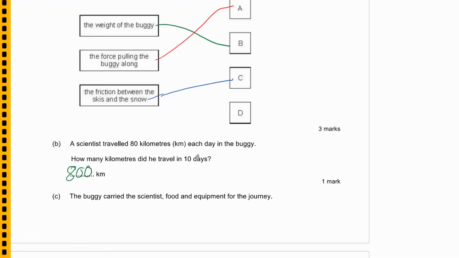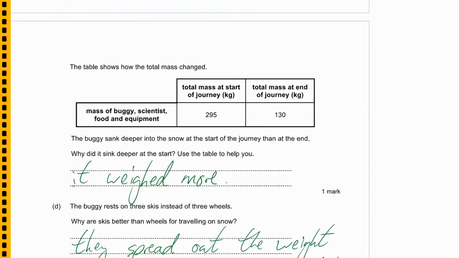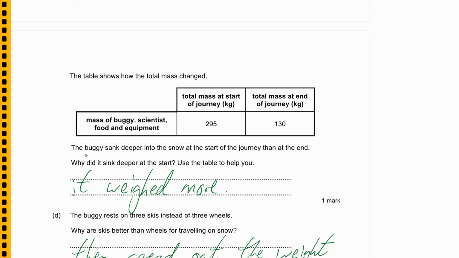A scientist travelled 80 kilometers each day in the buggy. How many kilometers did he do in 10 days? Simple maths question. Times it by 10. So that should be 800 kilometers. The buggy sank deeper in the snow at the start of the journey, so there was a difference. This is probably because lots of the food had been eaten.